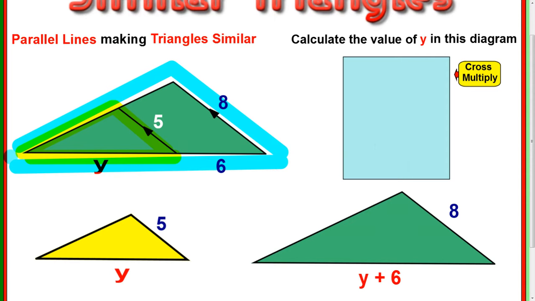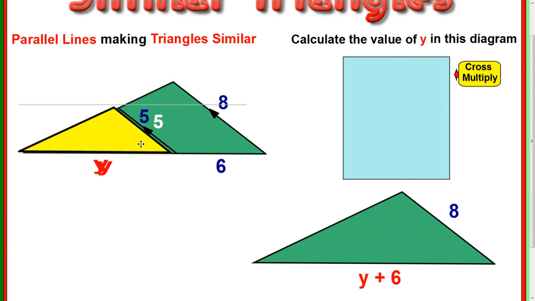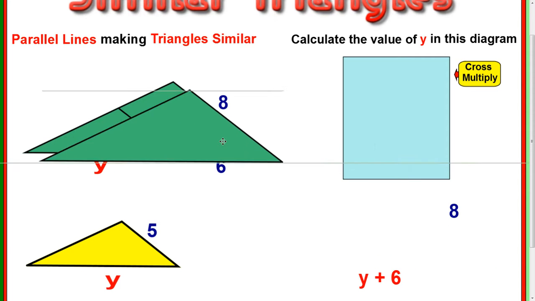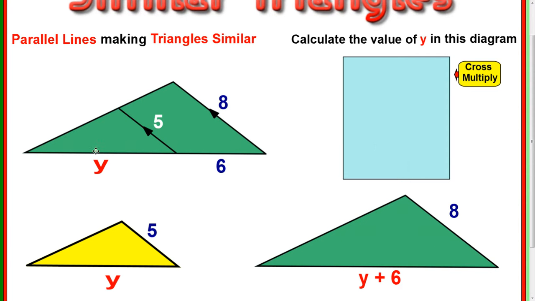Okay, I'll just rub that out again. And we can see here what I've done. So this wee triangle here is y and 5. This triangle here is this big one. So 8 at the side and y plus 6 at the bottom. Just add these two things together. Okay, so corresponding sides in this are the 5 and the 8 and the y plus 6. Now how do you deal with this sort of thing? Well, there's a wee trick to this again.